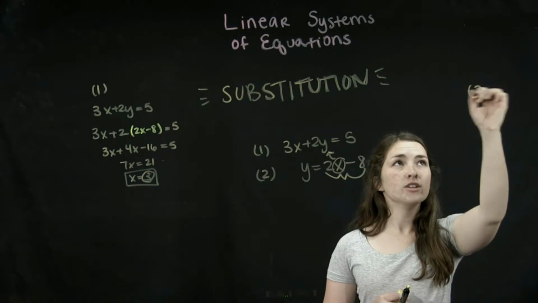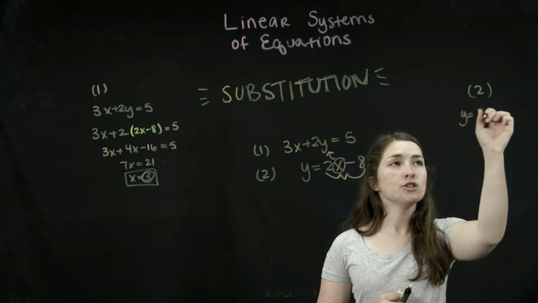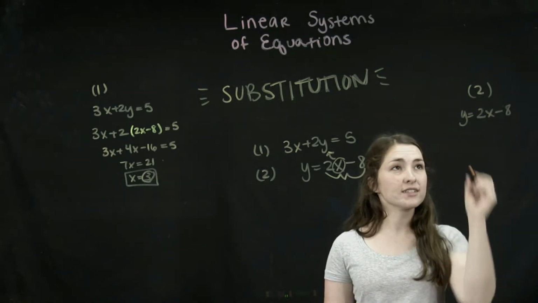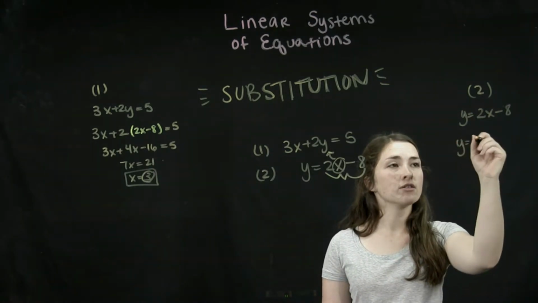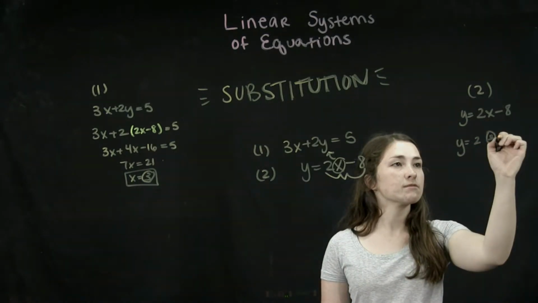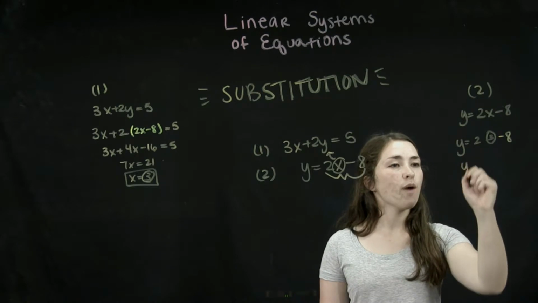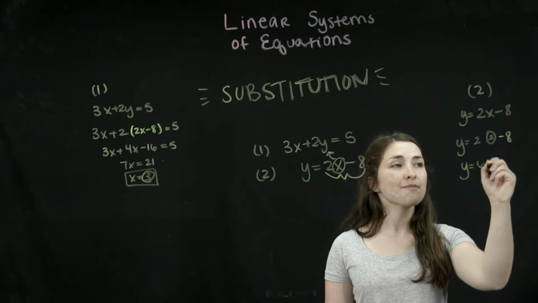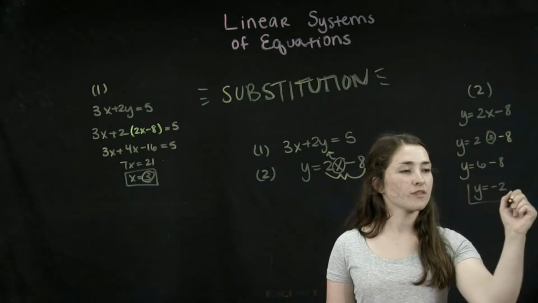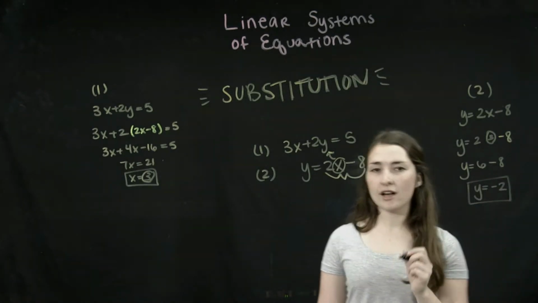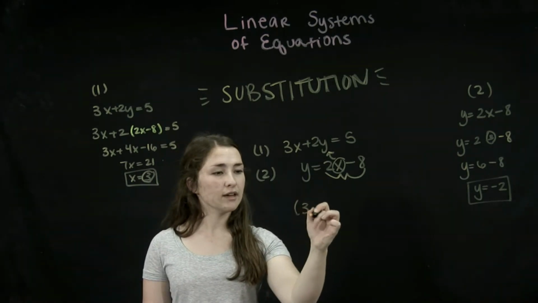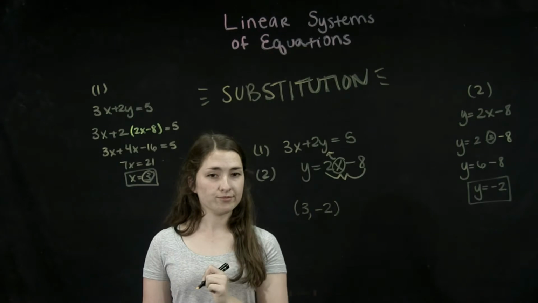Equation 2 is y equals 2x minus 8. Coincidentally, we already know what x is equal to, so we can take y equals 2 times 3 minus 8. So y is equal to 6 minus 8, and finally y is equal to negative 2. So there we go. We have solved the linear system, and our final answer is (3, negative 2).